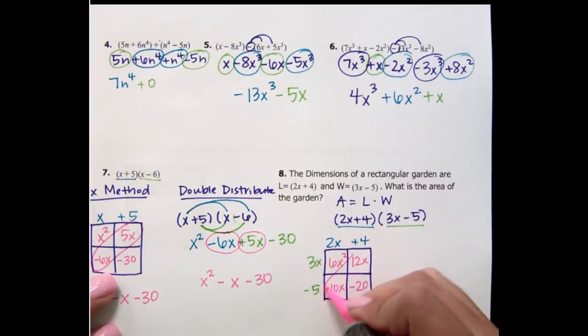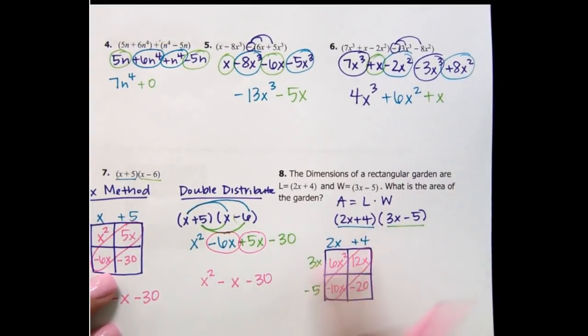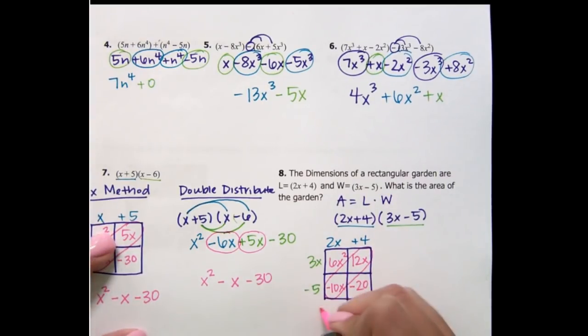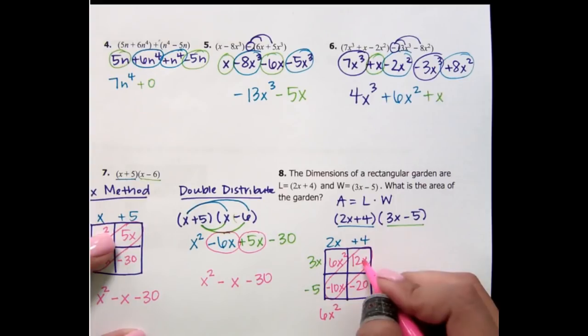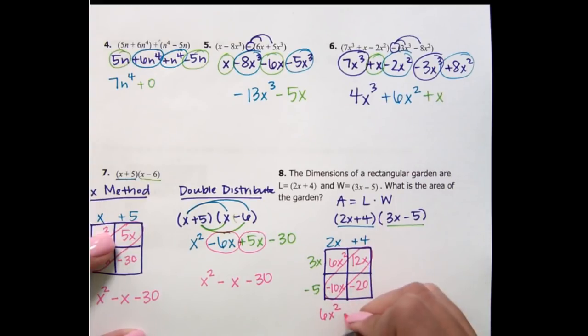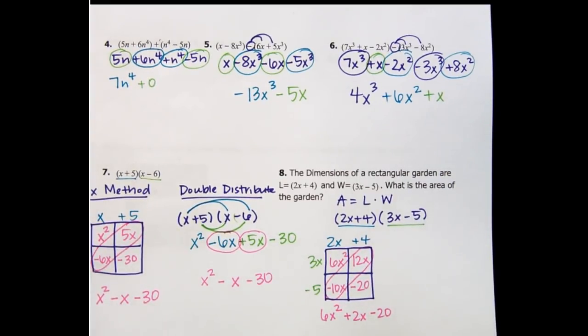Combine like terms. Remember, if they are set up in standard form before you multiply, then your like terms will always be diagonal from each other. 6x squared, there's nothing to combine that with. 12x minus 10x is a positive 2x, and then minus 20. So that's the box method.